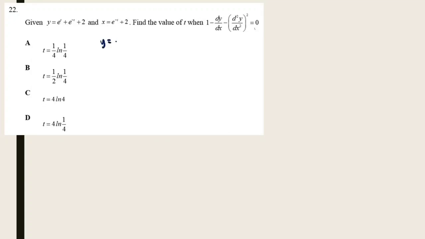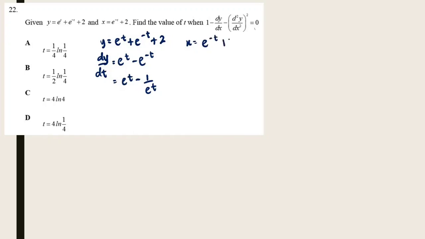We have y equals e^t plus e^-t plus 2. So we can get our dy/dt. So dy/dt is equal to e^t minus e^-t. If you rearrange this, that will be e^t minus 1 over e^t. And then we have the second equation, x equals e^-t plus 2. So our dx/dt is given by -e^-t. So this one is dx/dt.